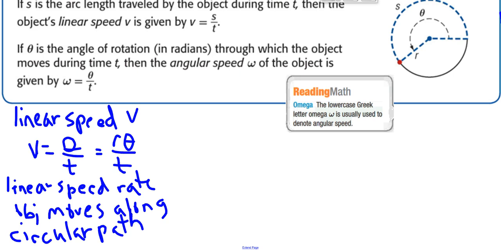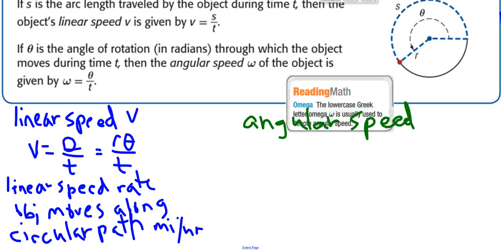And it might be given in miles per hour. So that's something that you're familiar with. And then the angular speed, which is this curly W, omega.